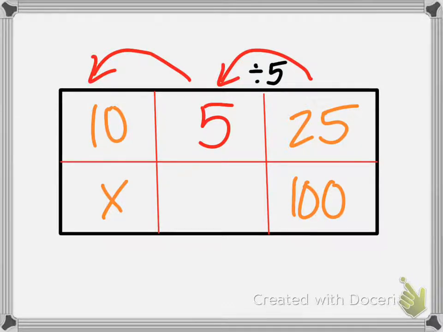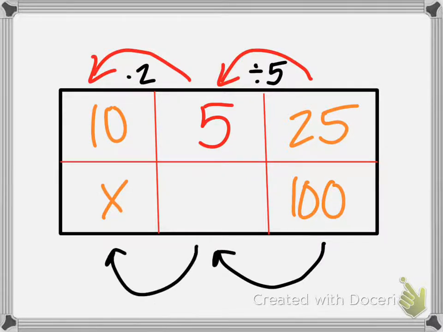Perfect. And then to get from 5 to 10, what do I do? I want to know. 5 to 10. Lucia. Multiply by 2. What we do to the top, we do to the bottom. So we're going to do the exact same thing here. Divide by 5 times 2.